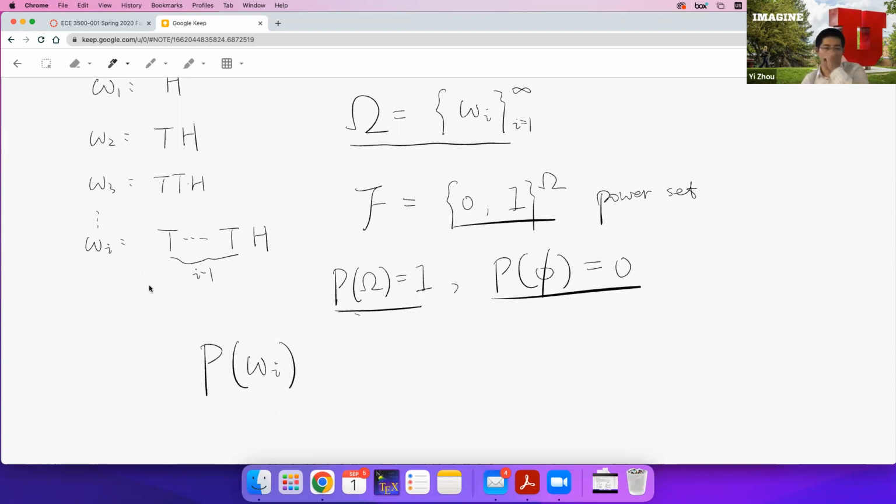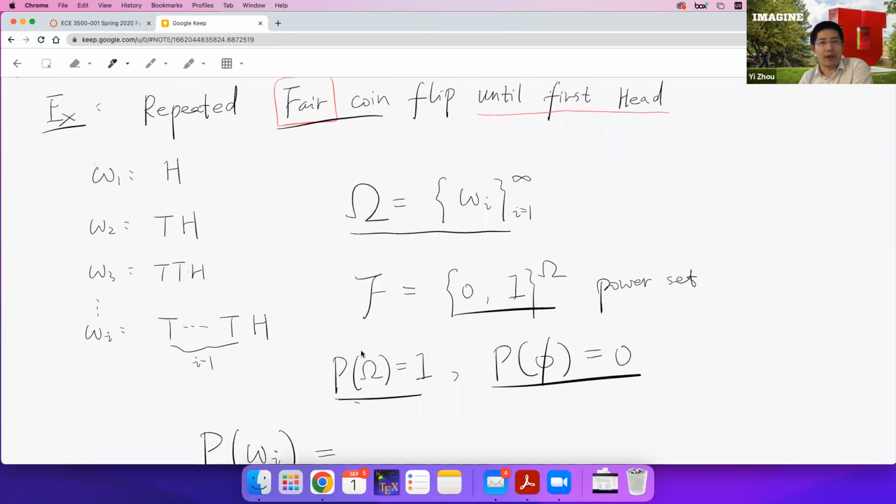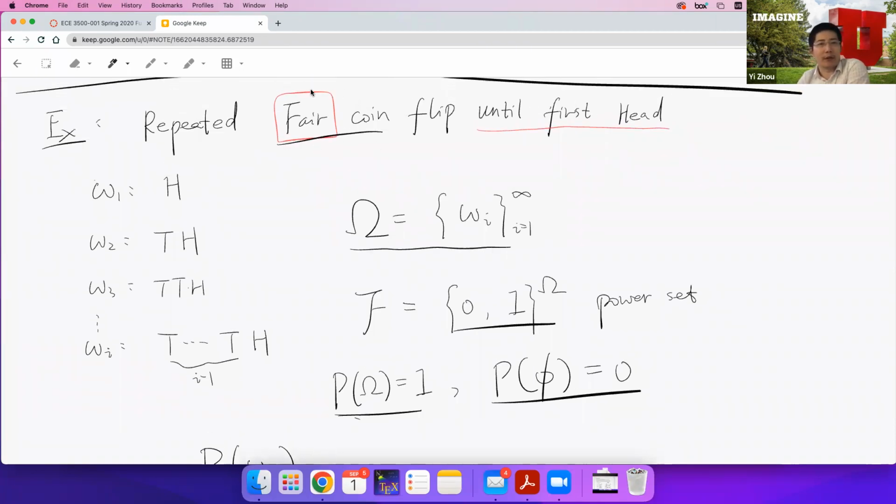Now the question is, with a fair coin, what is the probability that omega I happens? Any idea? We are flipping a fair coin, and omega I corresponds to the case that in the first I-1 trials, you always get tail, and in the last trial, you get a head. Now, assuming that every coin flip is independent from each other, how would you calculate this probability?